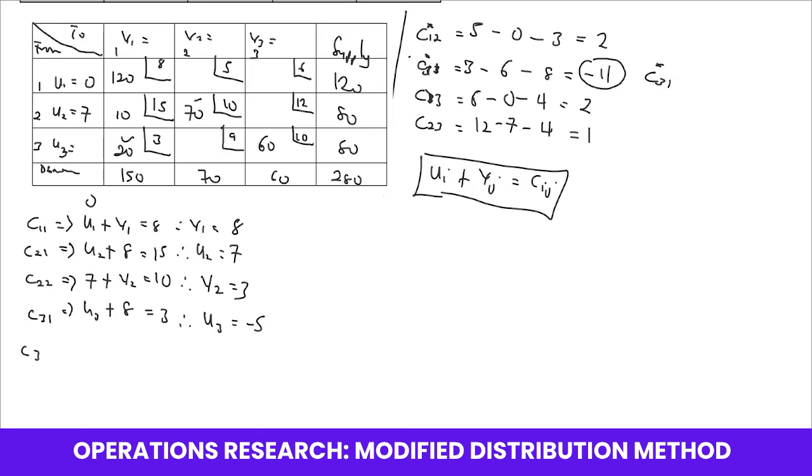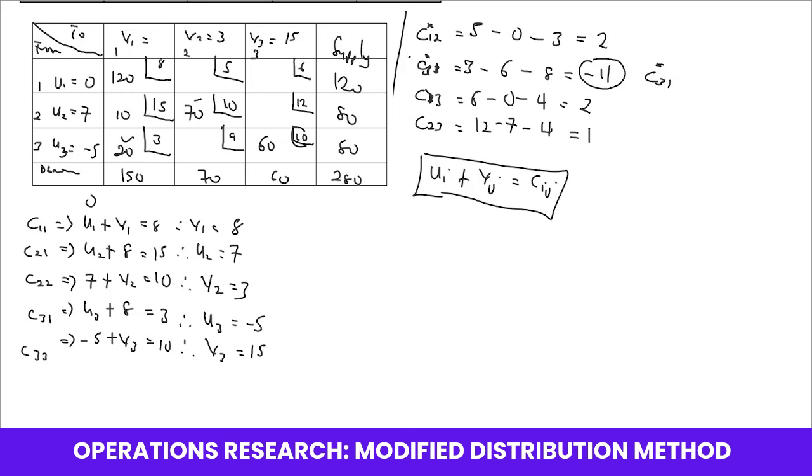Move to our next allocated cell, that's C33. So we know our value of U3 to be minus 5, but we don't know our value for V3. So minus 5 plus V3 is equal to 10. Therefore, V3 is equal to 10 minus 5. This minus 5 is crossing to the other side, so it will be positive. So 10 plus 5, that will give us 15. So now we know all our V and U values.